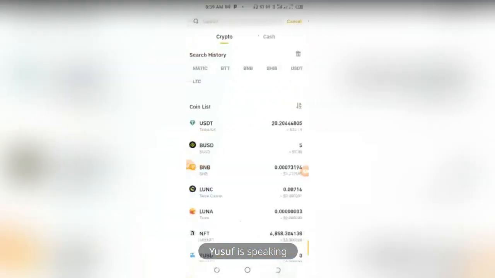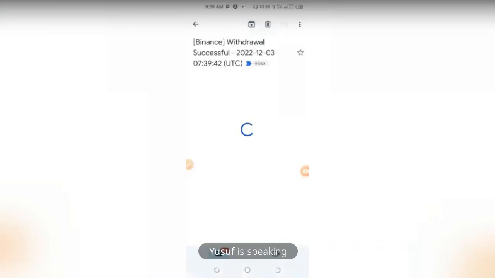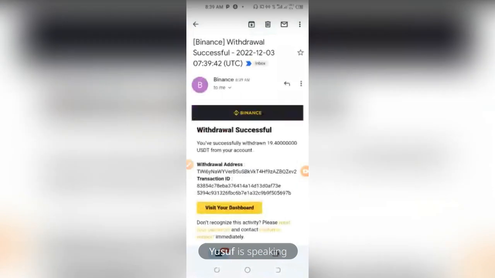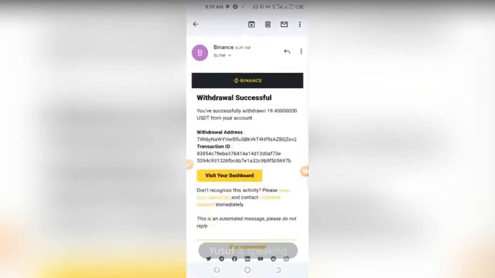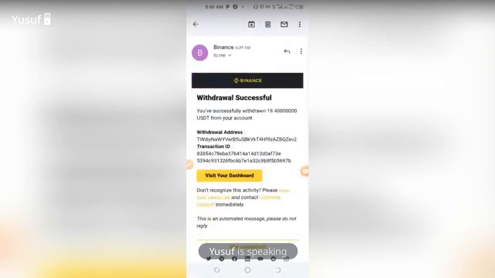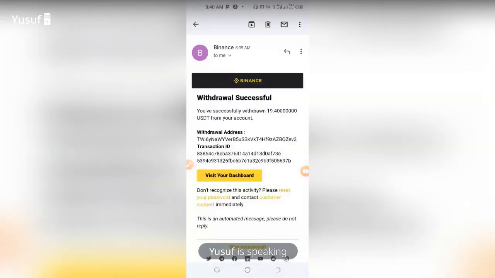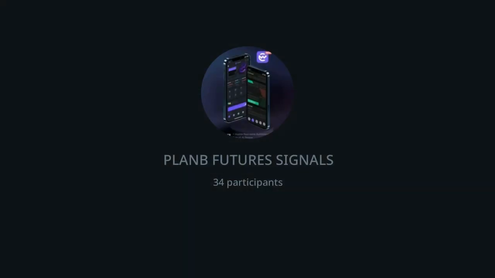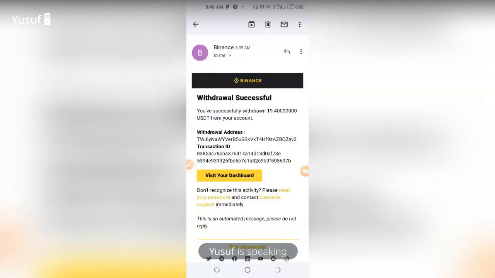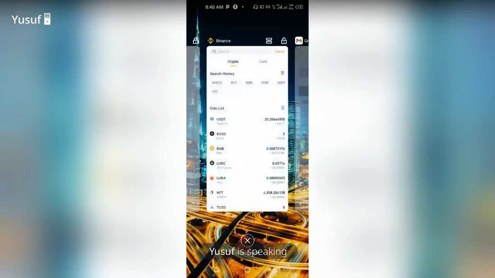There was a message in my email telling me that you have successfully withdrawn 19.4 USDT from your account. Then the withdrawal address and transaction ID, these are the evidence. So if you want to share evidence with the person showing that you have actually sent the money, you can just screenshot something like this. So that is that. For now, I'm going to check the successful deposit on Bybit.